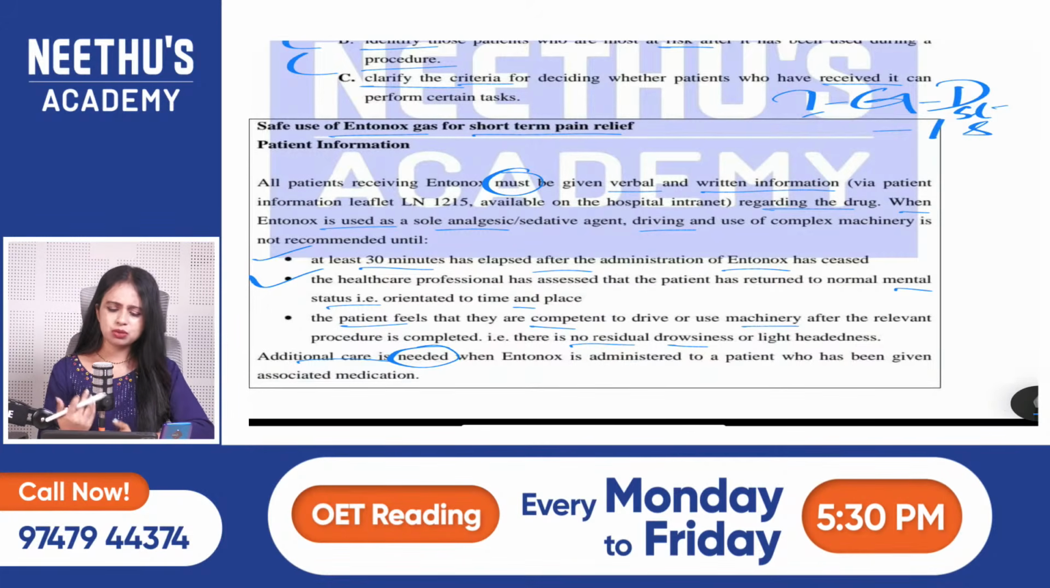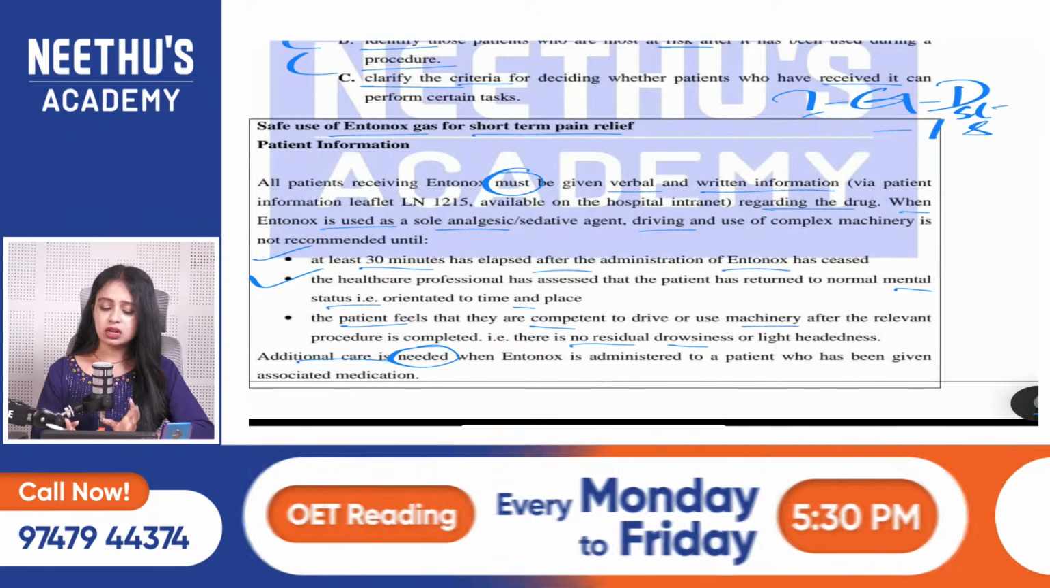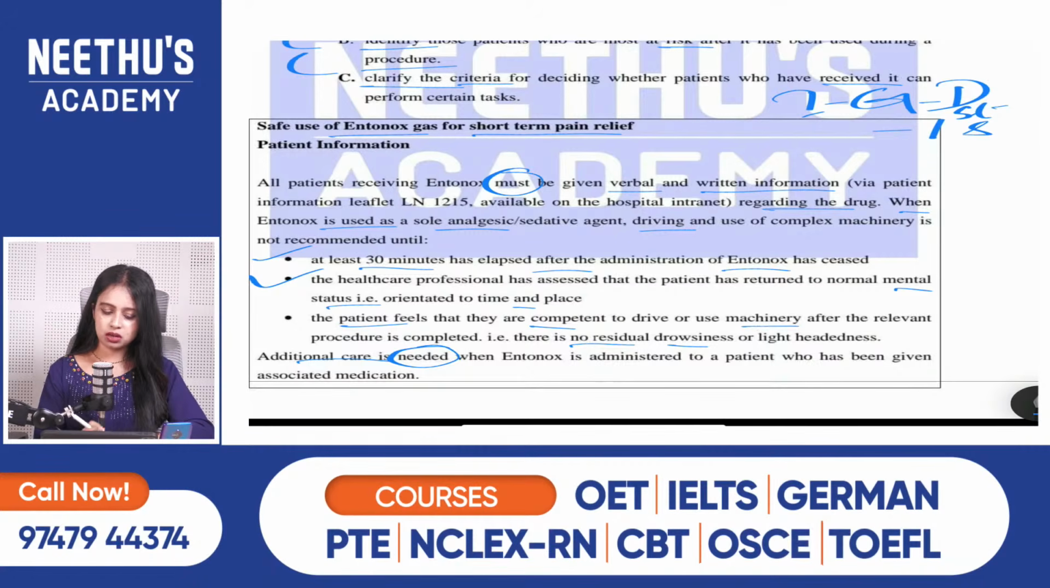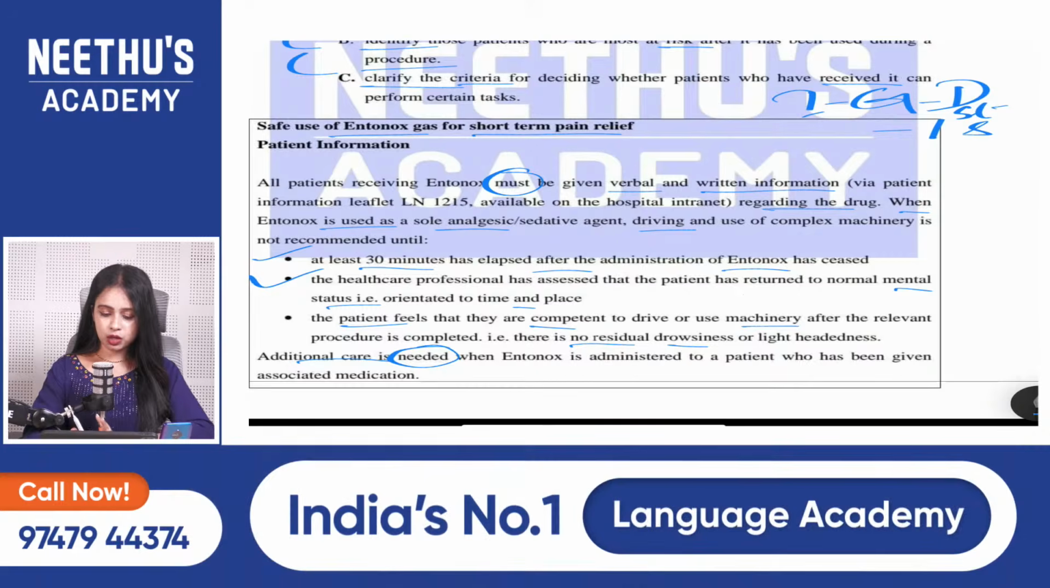Even though it looked like a very large para, it is a very small para with a lot of bullet points. Okay. So let me know in the comment box.